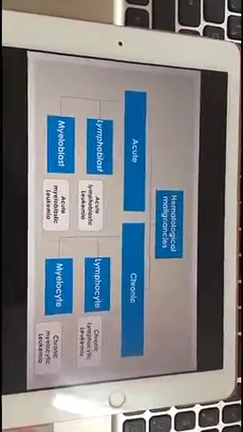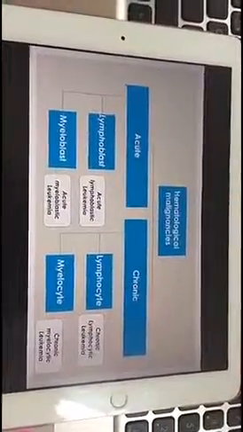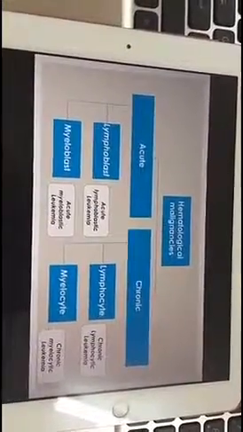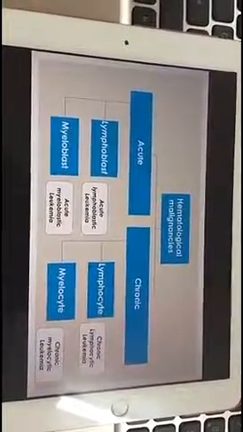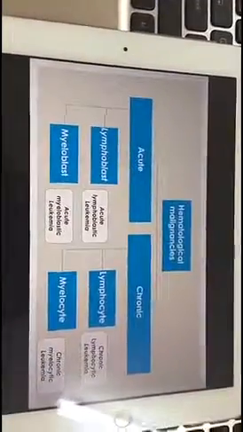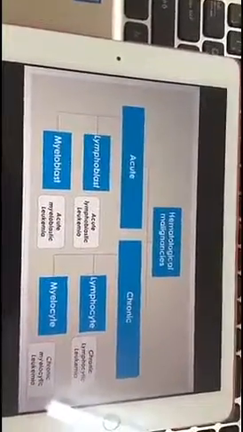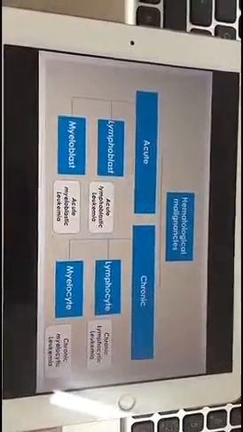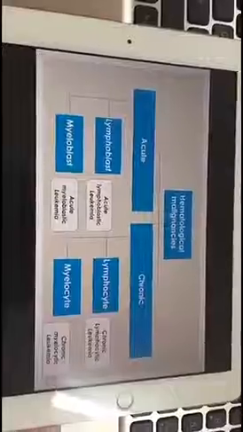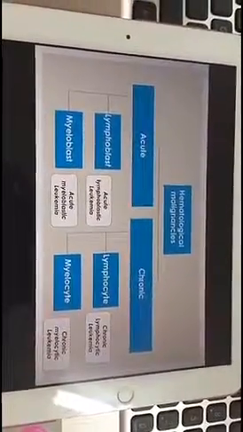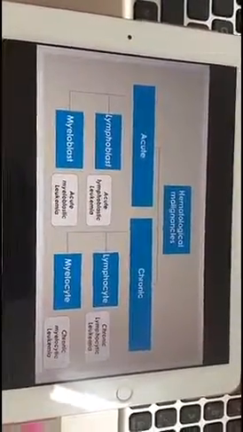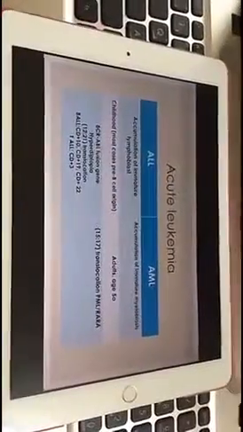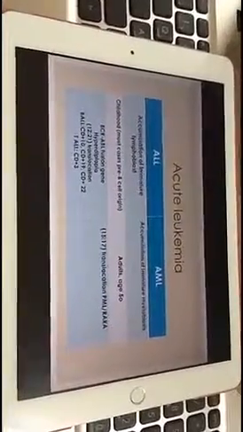طيب بشكل عام الفرق بين الأكيوت لوكيمياز والكرونيك لوكيمياز: الأكيوت is rapid progressive, fatal if it's not treated, and usually affects immature cells, which are the lymphoblast and myeloblasts. However, the chronic is slowly progressive. Sometimes the patient is asymptomatic and the malignancy is discovered on routine blood tests, and it affects mature cells, which are lymphocytes and myelocytes. طيب في البداية عندنا بعض الفروقات البسيطة بين أنواع الأكيوت لوكيمياز.